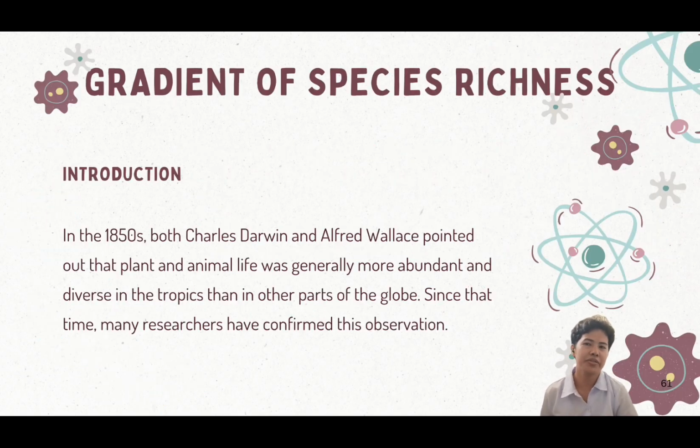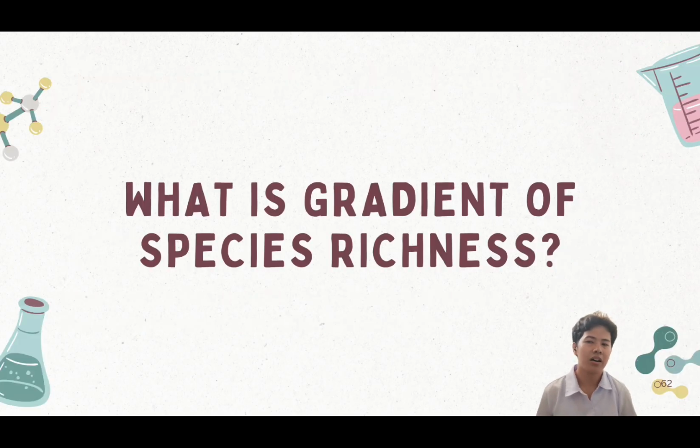Now, a short introduction about the gradient of species richness: in the 1850s, both Charles Darwin and Alfred Wallace pointed out that plant and animal life was generally more abundant and diverse in the tropics compared to other parts of the globe. Since then, many researchers have confirmed this observation. Now, moving on, what is the gradient of species richness?